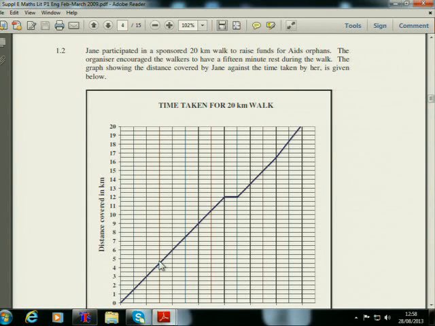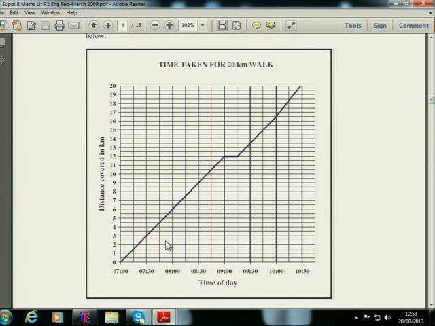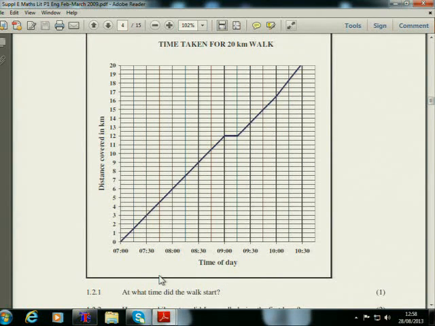Jane participated in a sponsored 20-kilometer walk to raise funds for AIDS orphans. The organizer encouraged the walkers to have a 15-minute rest during the walk. The graph showing the distance covered by Jane against the time taken by her is given below. We see there we have a graph, and it shows the time taken for the 20-kilometer walk. We have on our vertical axis the distance covered in kilometers, and on our horizontal axis we have the time of day. As we can see, the time started at 7, it goes right up to 10:30, and the distance starts from 0 to 20 kilometers.